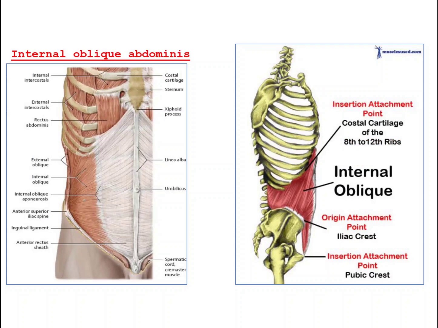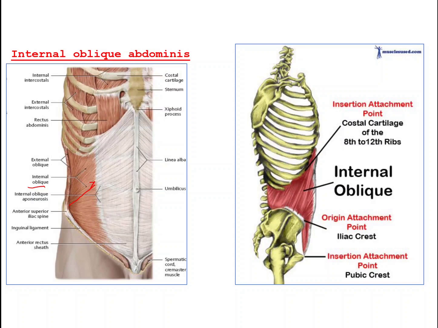Deep to the external oblique muscle, we have the internal oblique muscle. The next muscle is the internal oblique. The direction of the fibers is opposite to that of the external oblique. The fibers run upwards, forwards and medially. Now let us see the origin of this muscle. The lowermost fibers of this muscle take origin from the iliac crest.